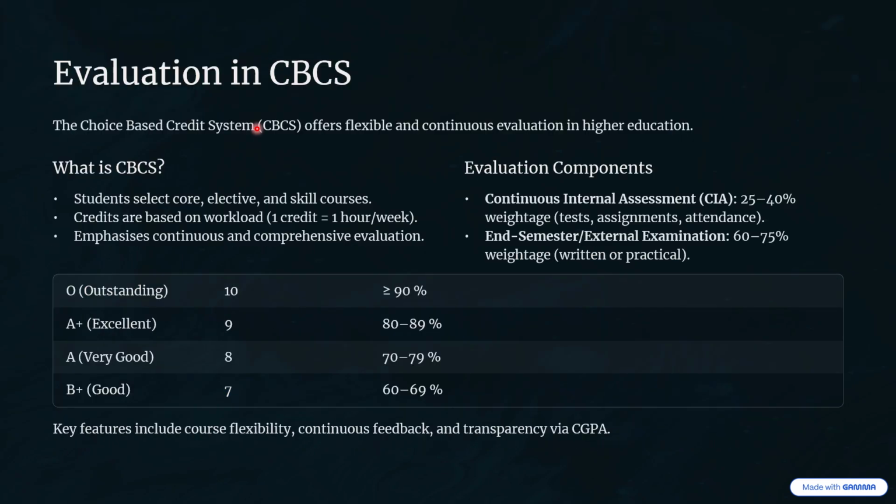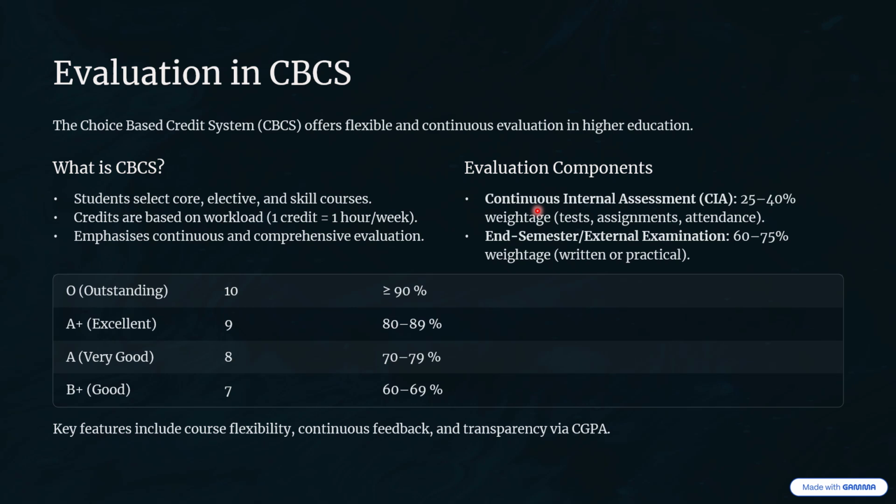Now let's understand evaluation in CBCS, choice based credit system. CBCS provides students with flexibility in selecting core, elective, and skill courses. Credits are assigned based on the workload. The system emphasizes continuous and comprehensive evaluation. Evaluation mainly consists of two components. The first one is continuous internal assessment, that is CIA. This may include tests, assignments, attendance. It carries 25 to 40% of weightage for CIA.